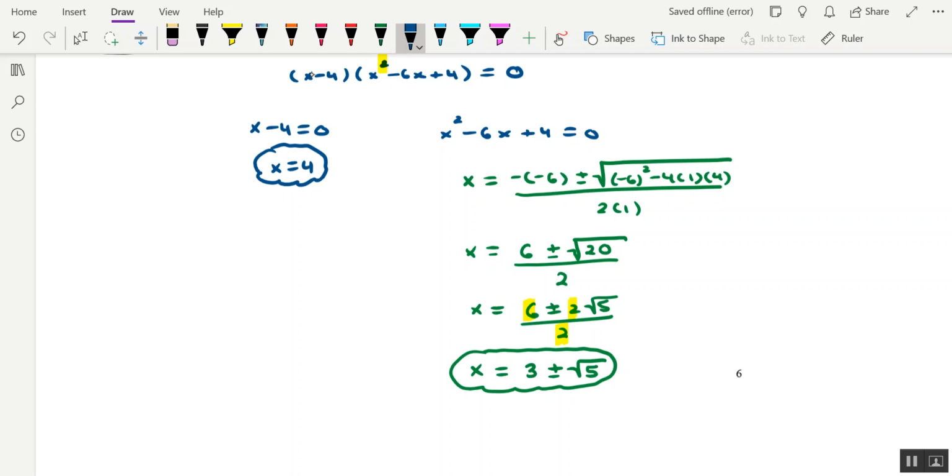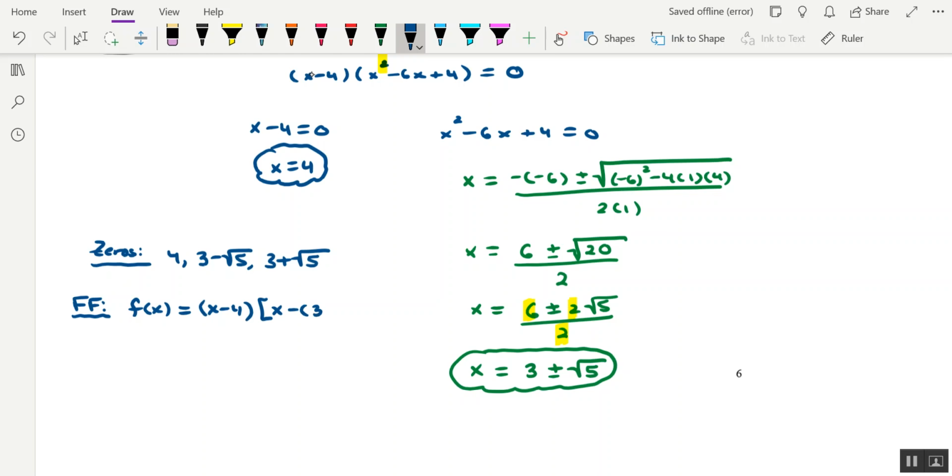So to wrap this up, I'm going to make a list of the zeros over to the left. It's where I have the most real estate currently. We have 4, 3 minus the square root of 5, and 3 plus the square root of 5. And I'm also going to provide a factored form, or double F. Keep in mind the zero factor table. When we create a factor, it's always x minus the 0. So it's going to be x minus 4. And then I'm going to use brackets because the other 2 zeros have 2 terms.